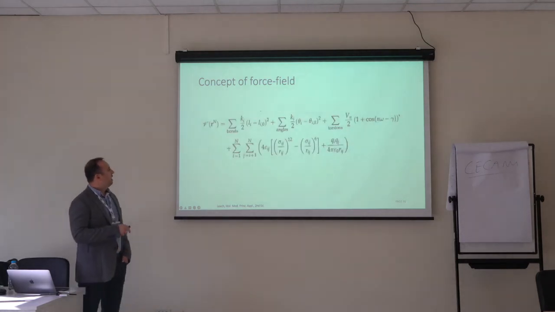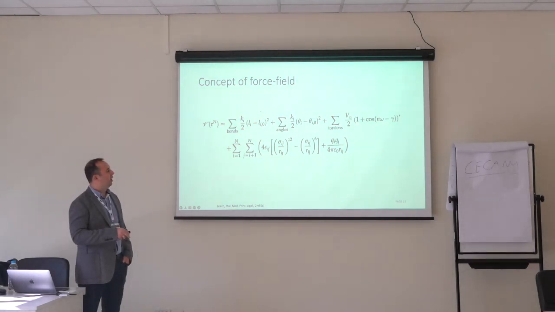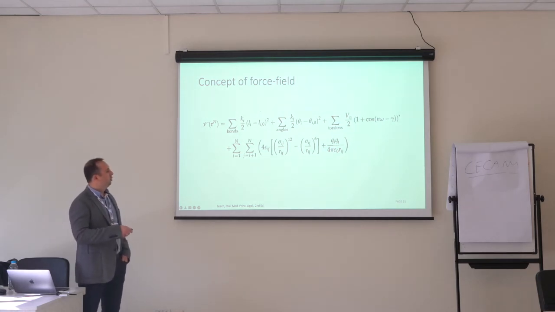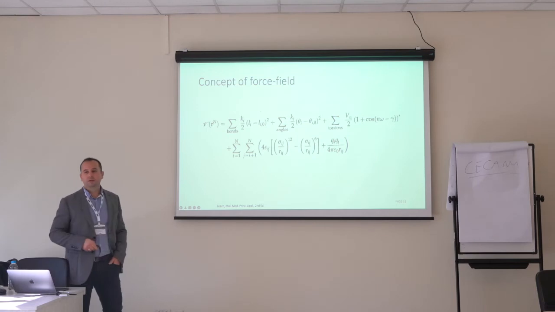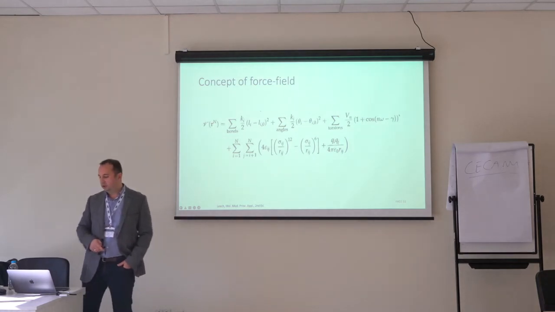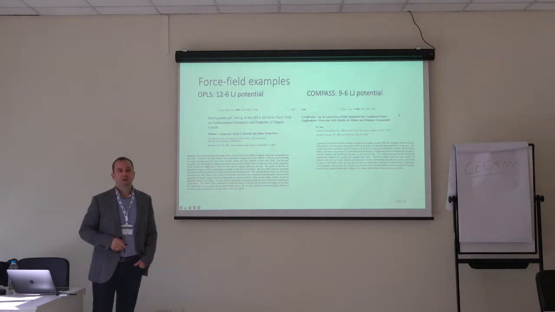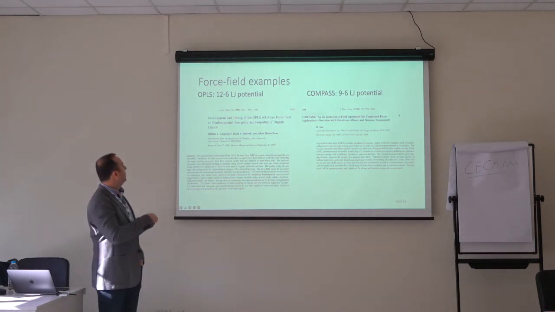So the mathematical equations for the bonded forces: you have the harmonic potential. For the angles, the same harmonic, and for the torsions, you have the cosine term because you have the rotation. I already showed you the Lennard-Jones and the Coulomb interactions for the electrostatics. And for the force field examples, I already told you that we have OPLS.